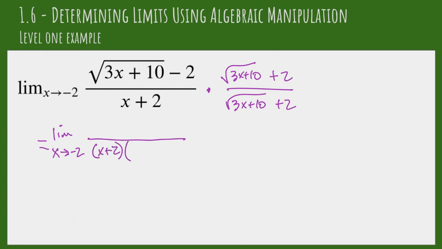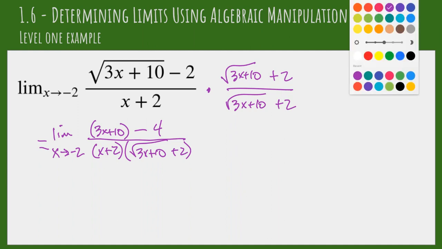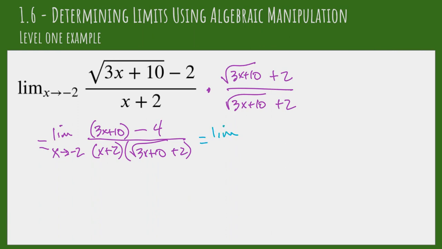So we have x plus 2 on the bottom times the quantity 3x plus 10 plus 2. And no need to multiply that out. On the top, when we multiply this out, we're going to have the quantity 3x plus 10 minus 2 squared, which is 4. And simplifying the top, keeping the limit on because x is still going to be in the expression. Simplifying the top, we're going to have 3x plus 6. I'm going to factor out a 3, so we get 3 times the quantity x plus 2.